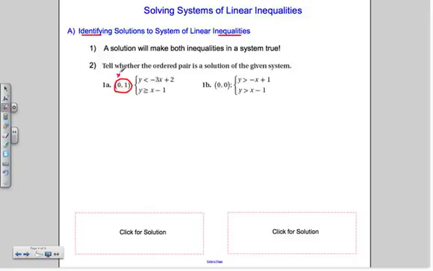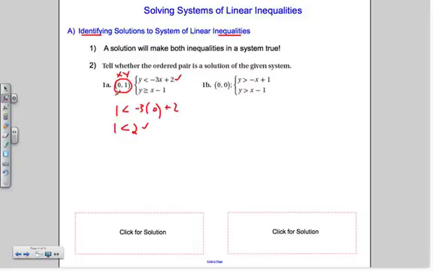I know we've got an x, we've got a y, and so we're going to plug our x and our y into the top inequality and simplify. So we've got negative 3 times 0 is 0, plus 2. 2 is 1 less than 2. Yeah, this works. This is true. So this is a solution for this inequality.